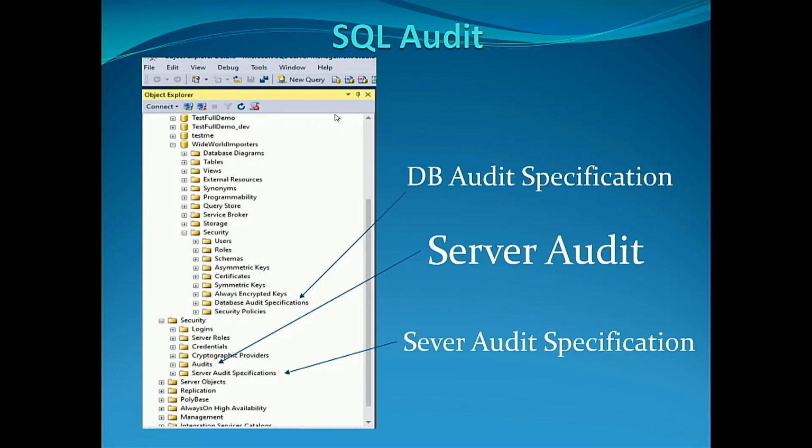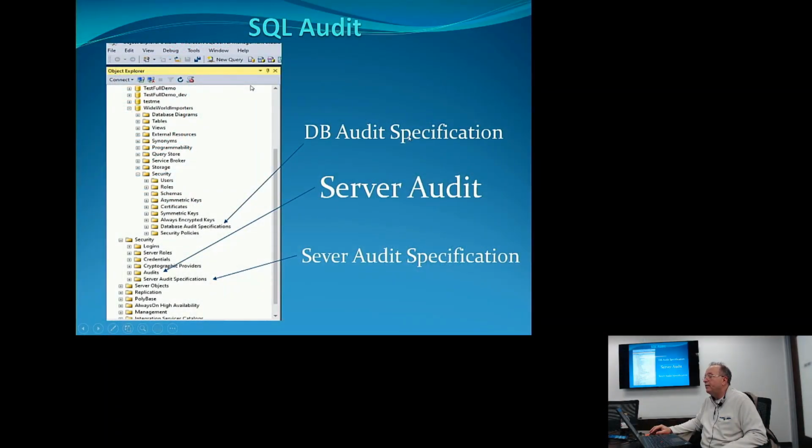When you want to set up the specification, which identifies what you want to audit, that is not at the server audit. That's a specification. You have a server specification, or you can have a database specification. The server specification is right below the audit folder. You want to create one of those after you create the audit, you right-click, and you build it. And there's nothing to it. It's drag and click. Database audit specification: every database you've got, user database under security, you see that? Database audit specification.